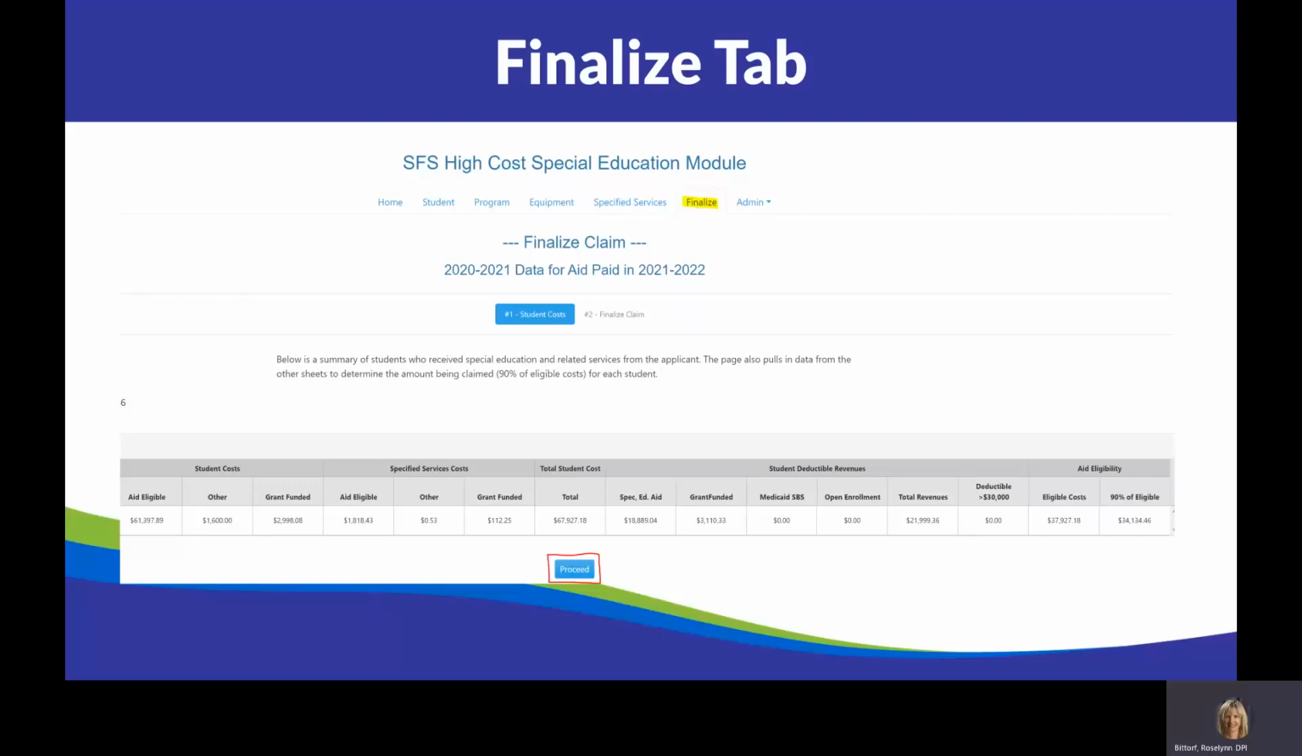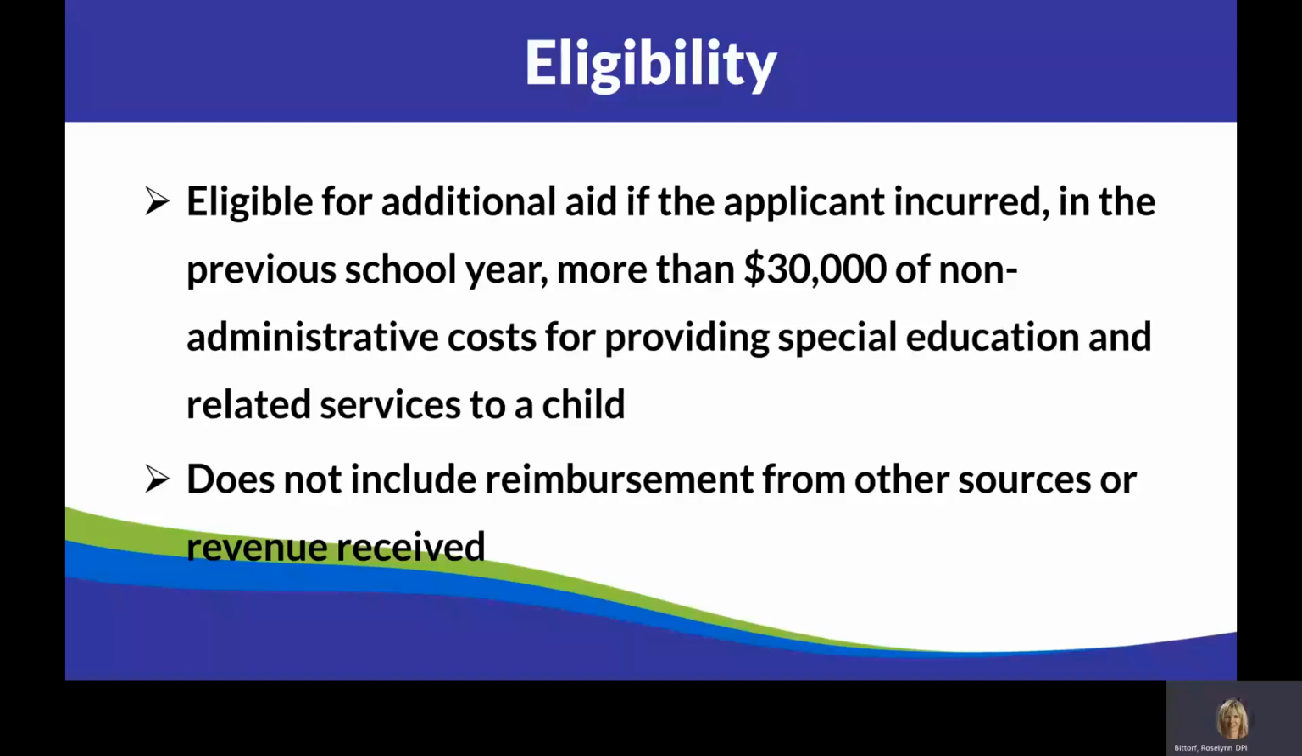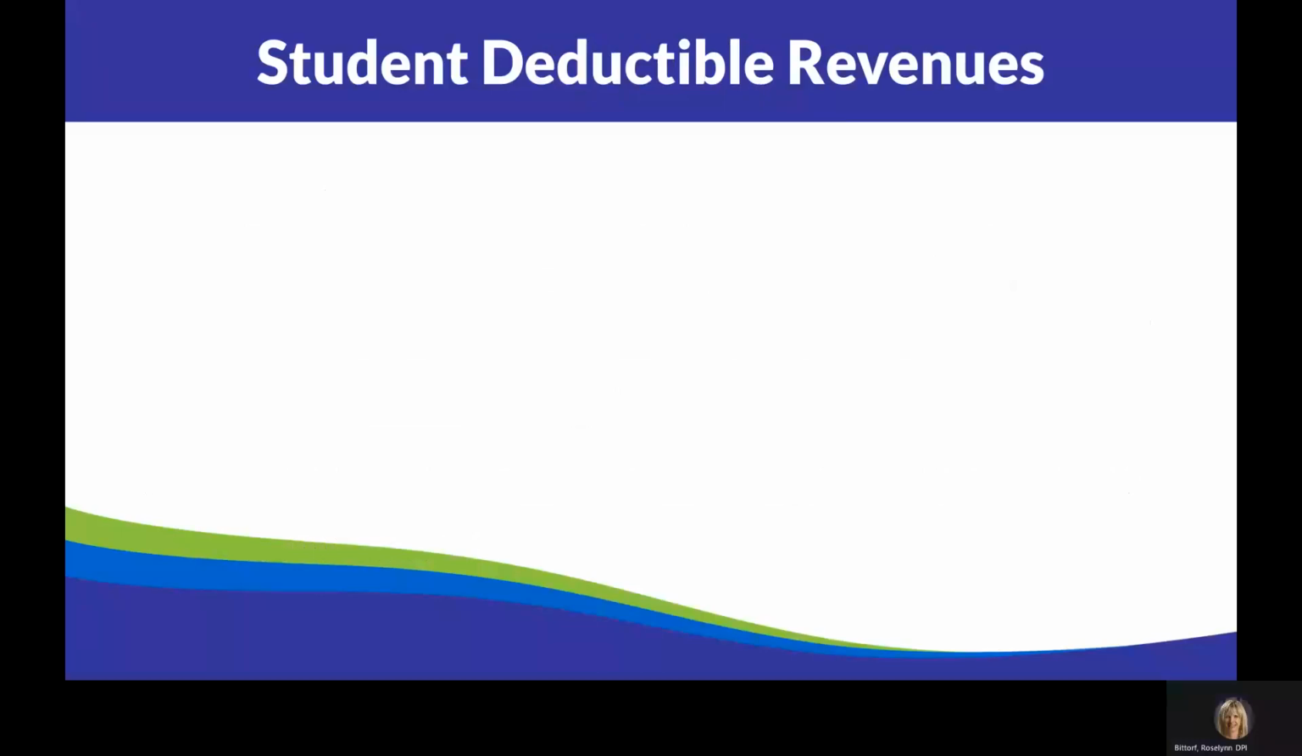However, with special education costs increasing, DPI has not been able to pay at the 90% rate for a few years. And I'm going to take a few slides here to explain the calculation as it seems to be an area of confusion. Applicants are eligible for additional aid if the applicant incurred in the previous school year more than $30,000 of non-administrative costs for providing special education and related services to a child, and those costs were not eligible for reimbursement from other sources of revenue received.